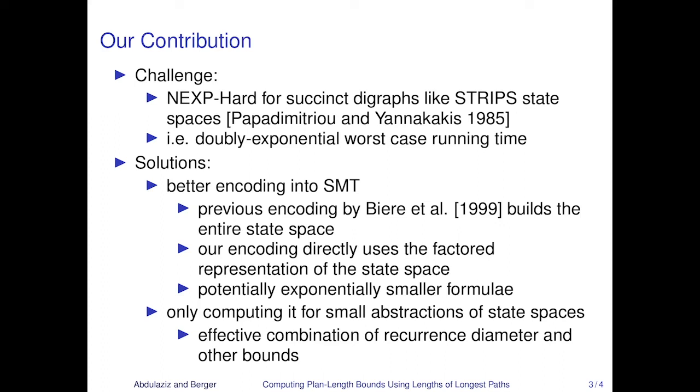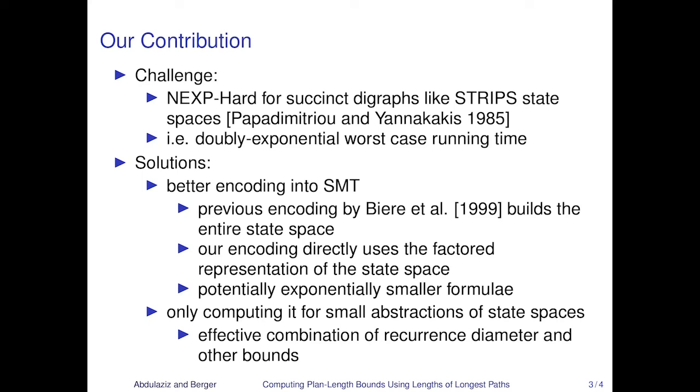The challenge is not only that the complexity of computing the recurrence diameter is NP hard. It is indeed non-deterministic exponential hard for succinct directed graphs like the state space of STRIPS planning problems. What that means is that computing the recurrence diameter can take a doubly exponential worst case running time in the size of the given planning problem. So we solve that challenge by two contributions basically.